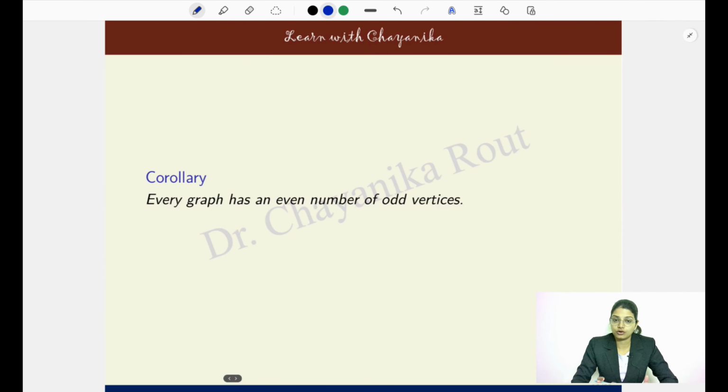Now let us see some corollaries as an application of the degree sum formula. The first corollary, and a very important one, is that every graph has an even number of odd vertices. Meaning, take any graph, and you will find the number of odd vertices in the graph is always even. What do we mean by odd vertices? An odd vertex means a vertex having odd degree. So if you count how many vertices have odd degrees, that count will always be even.